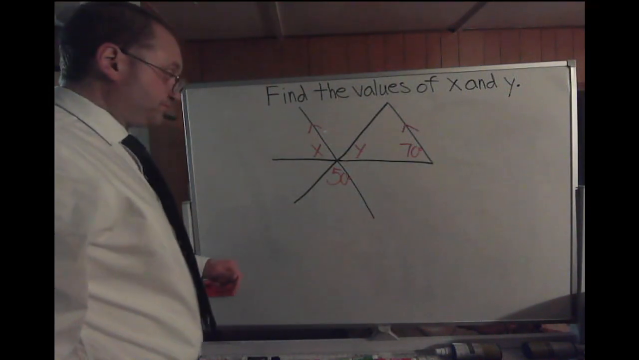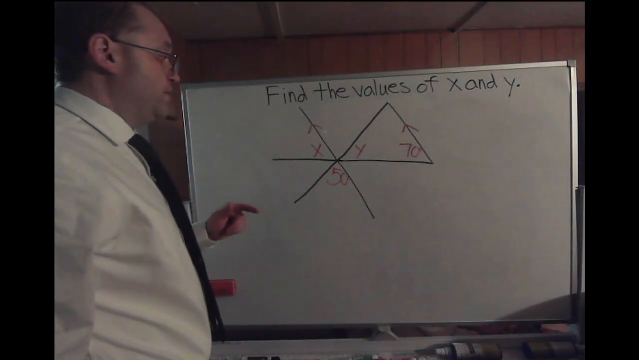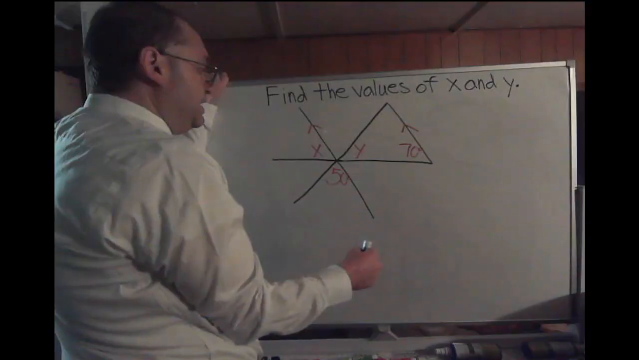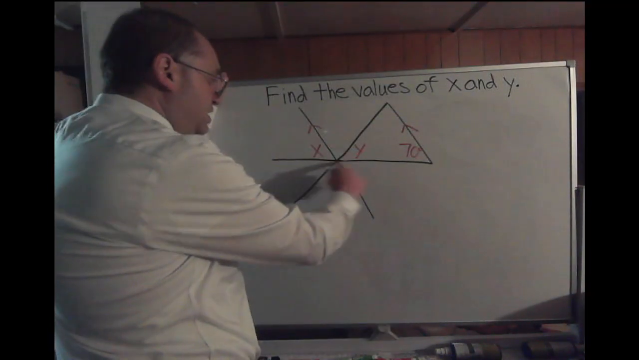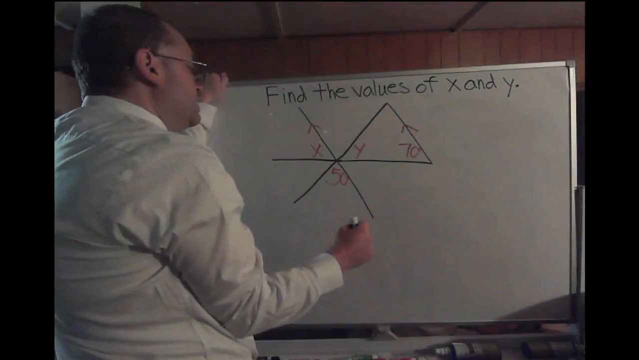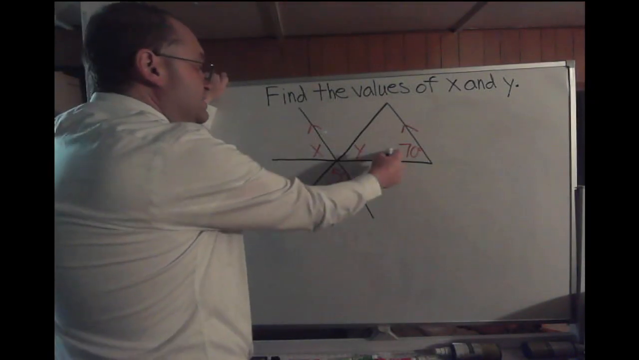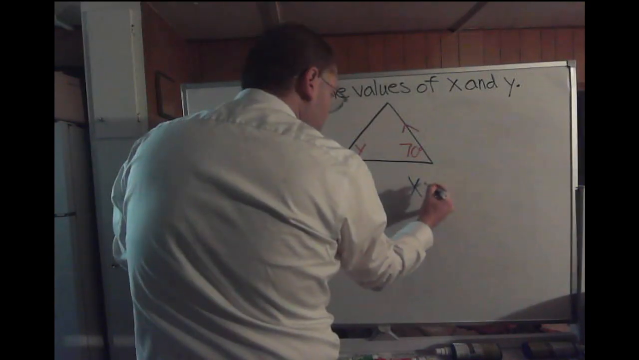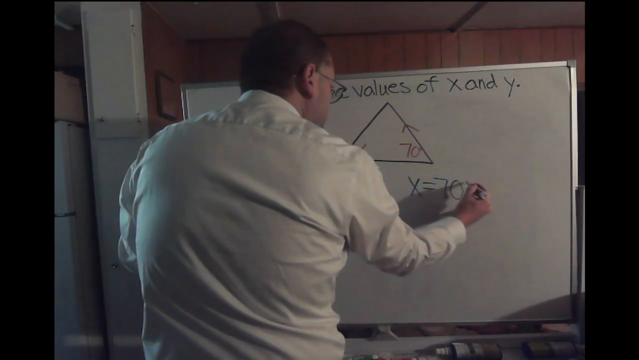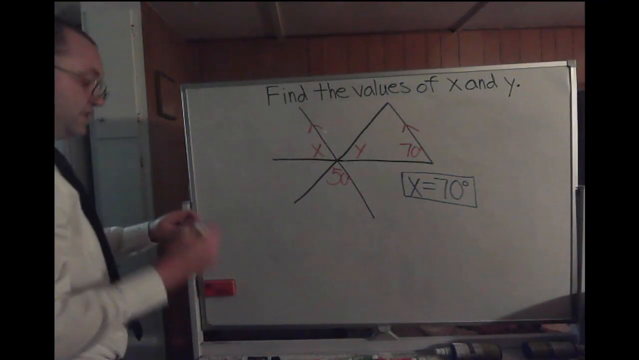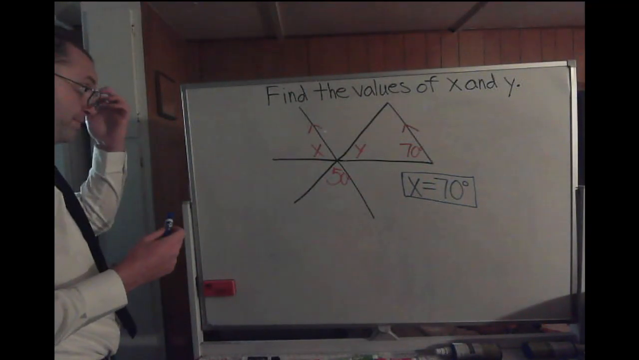Well, we know here that if we look at these two parallel lines, they are cut by this long line here at the bottom, the transversal. It would appear then that x and 70 are corresponding angles. So therefore, since corresponding angles are congruent, x equals 70 degrees. That's a piece of cake there, since it's corresponding angles.